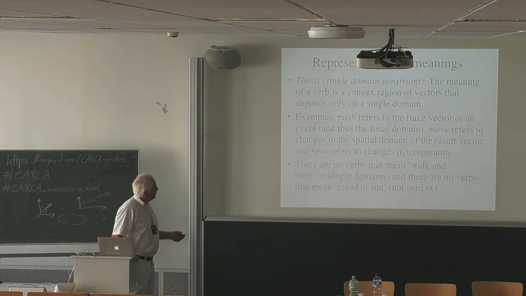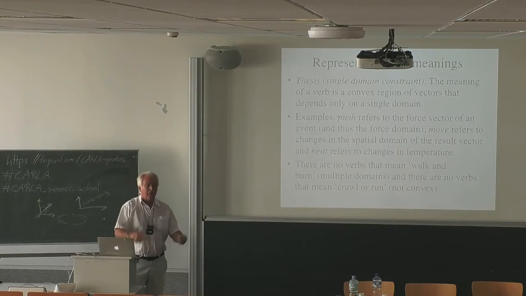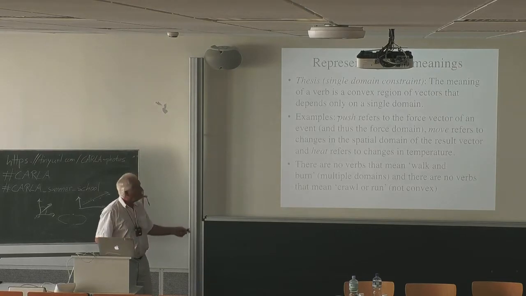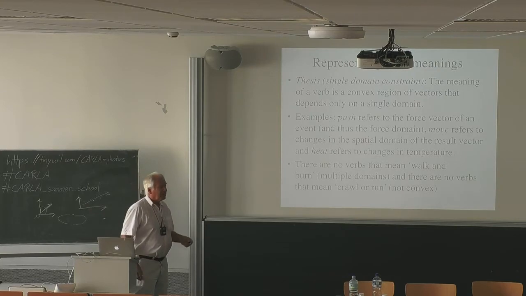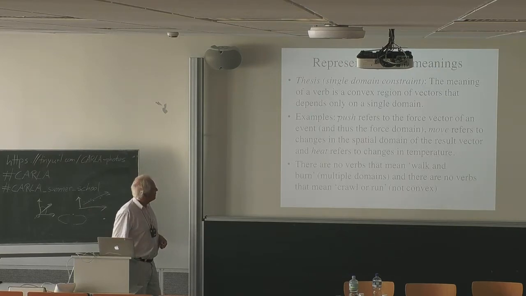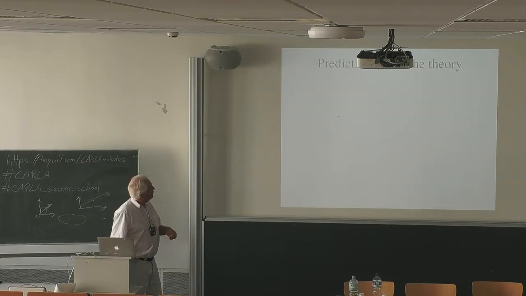So there are no verbs that mean walk and burn. That would be multiple domains. And there are no verbs that mean crawl and run. I mean, there might be verbs that mean run or walk. That's possible because then they are similar. But crawling and running are disjoint in force space. So there wouldn't be any verbs like that. So that's another empirical prediction here. I can talk about a lot of predictions from the theory.